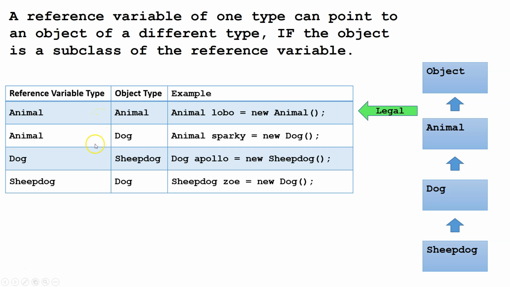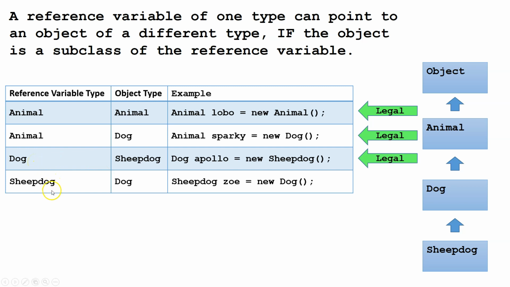Next, let's look at another example. We have a reference variable Animal and an object type Dog. This is fine because the object Dog is a subclass of the reference variable type Animal. Third, we have a Dog type reference variable and a Sheepdog object. This is again legal because a Sheepdog is a subclass of Dog.